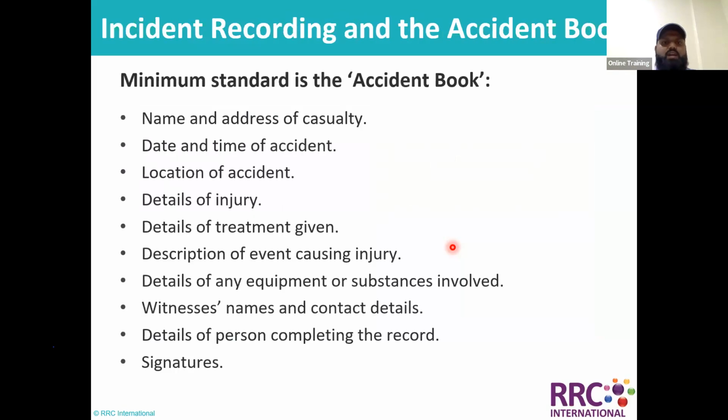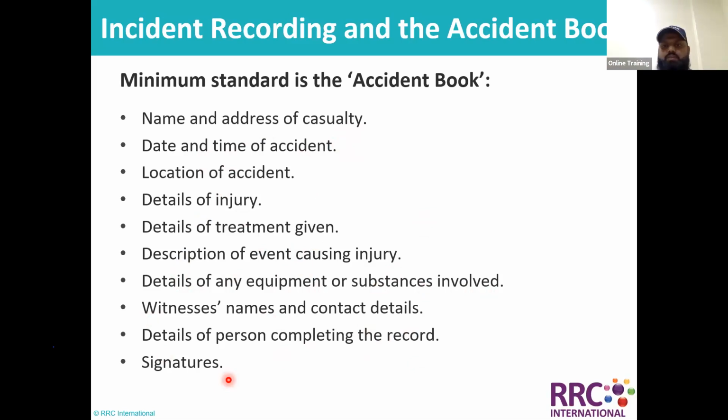Now, if we have to record the accident, there should be an accident register. An accident register could be just an Excel sheet, or a physical register where you register all the accidents. The minimum standard to be logged in your register or accident book: name and address of the casualty, date and time of the accident, location of the accident, details of injury, details of treatment given, description of the event causing injury, details of any equipment or substance involved, witness names and contact details, details of the person completing the record, and signatures. With this data, you can make your own format using this slide.